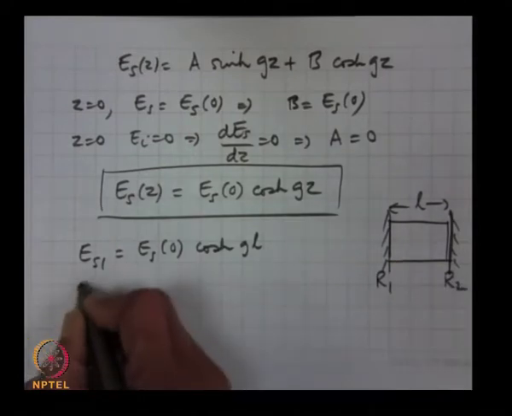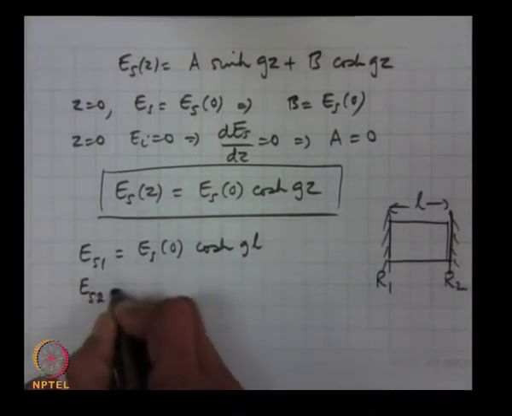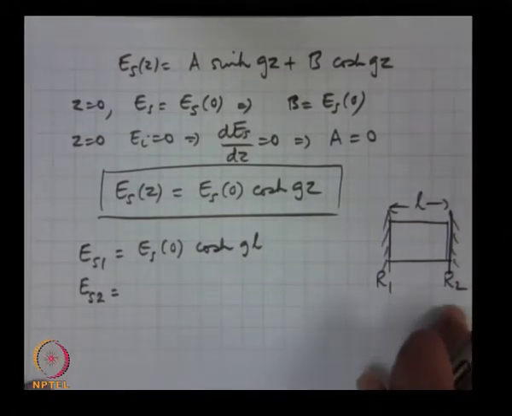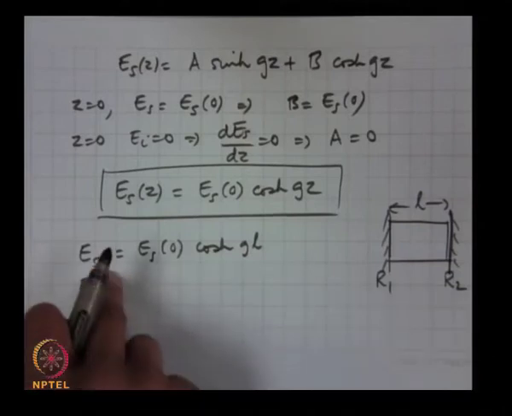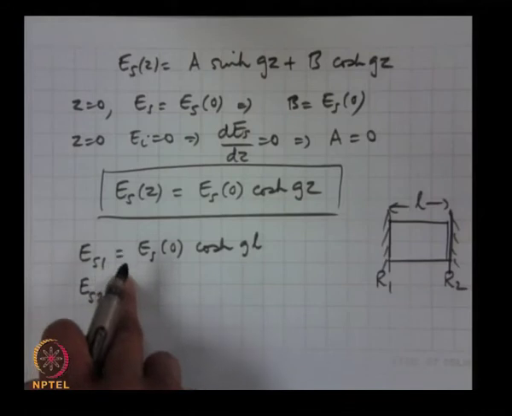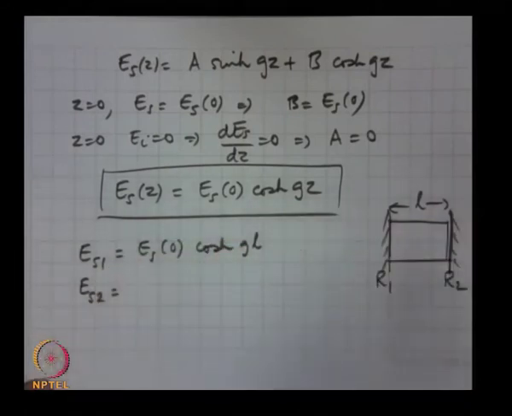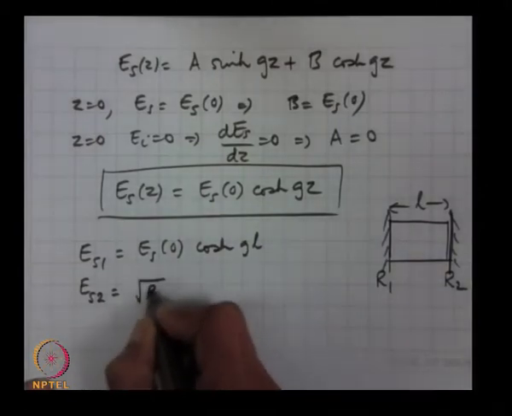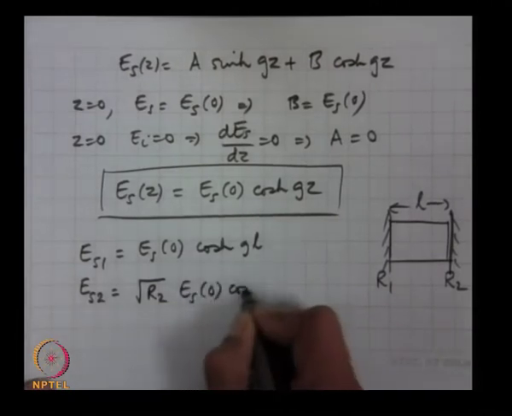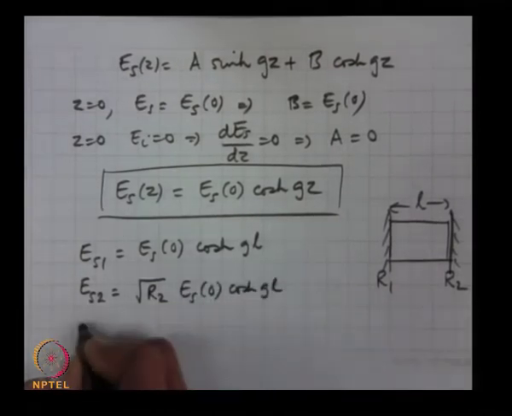So what is Es2? Square root of R2 times this. Remember, R2 is the energy reflectivity and these are electric fields. So the energy reflectivity is R, so the amplitude reflectivity is square root of R, assuming no phase change in reflection. Otherwise, I will have an exponential i, some phase factor. So it will be square root of R2 Es0 cosh(GL).